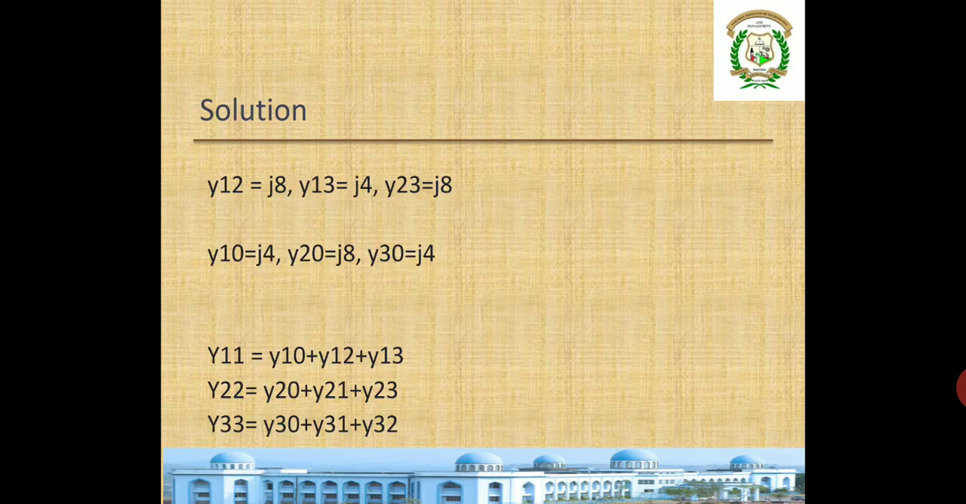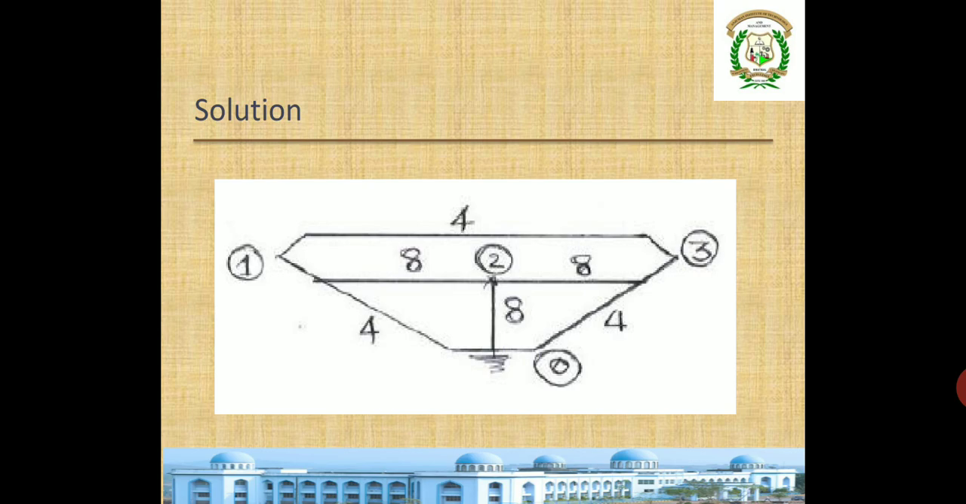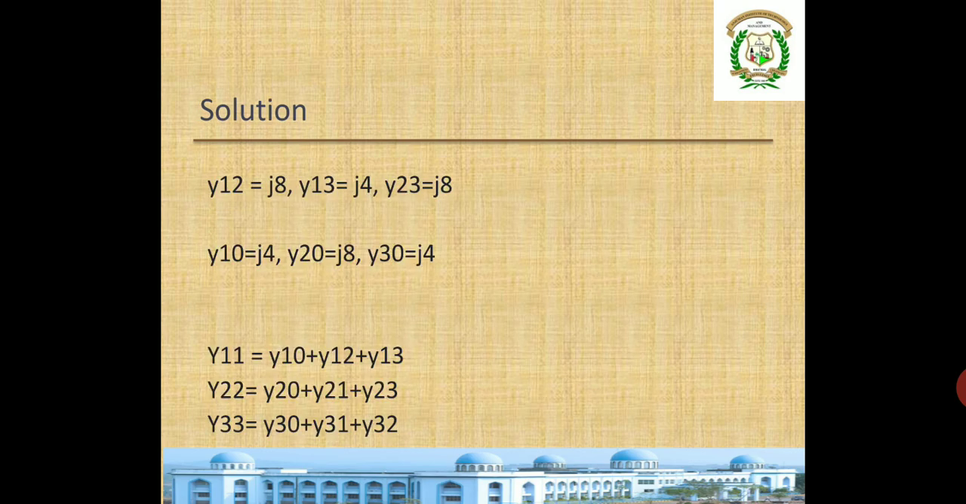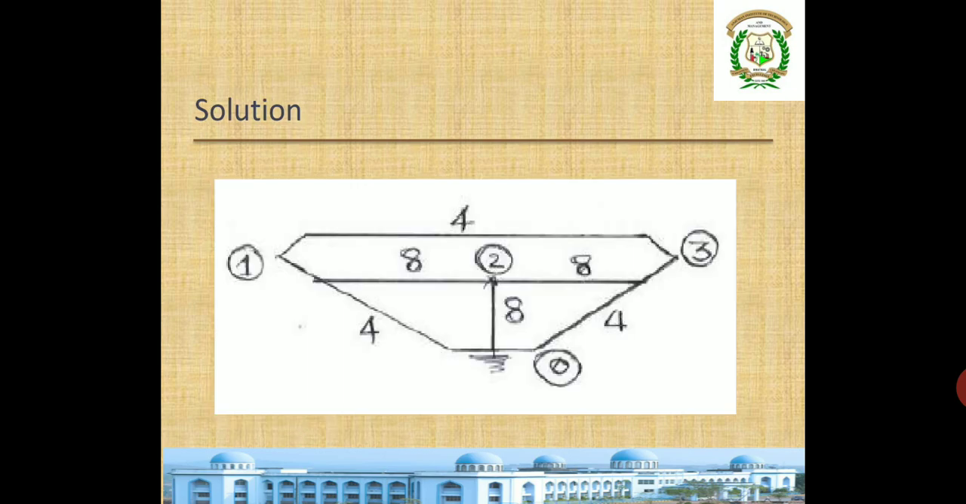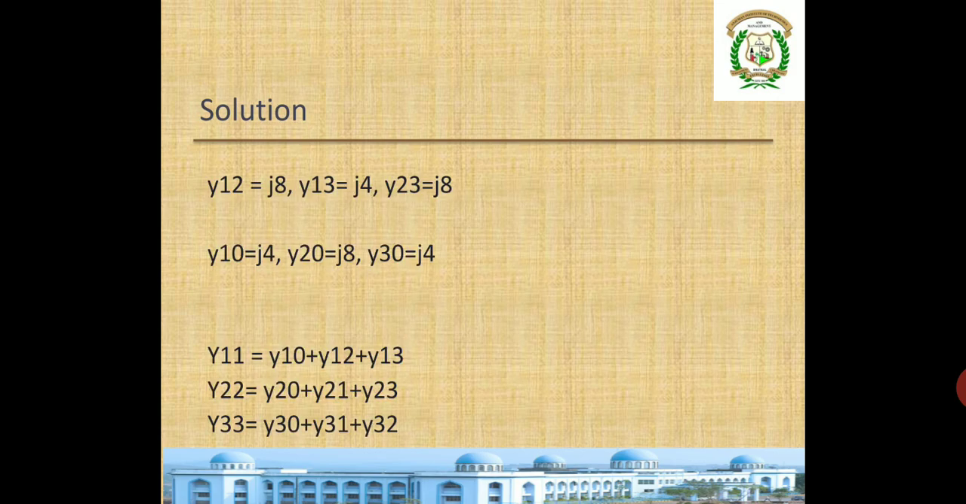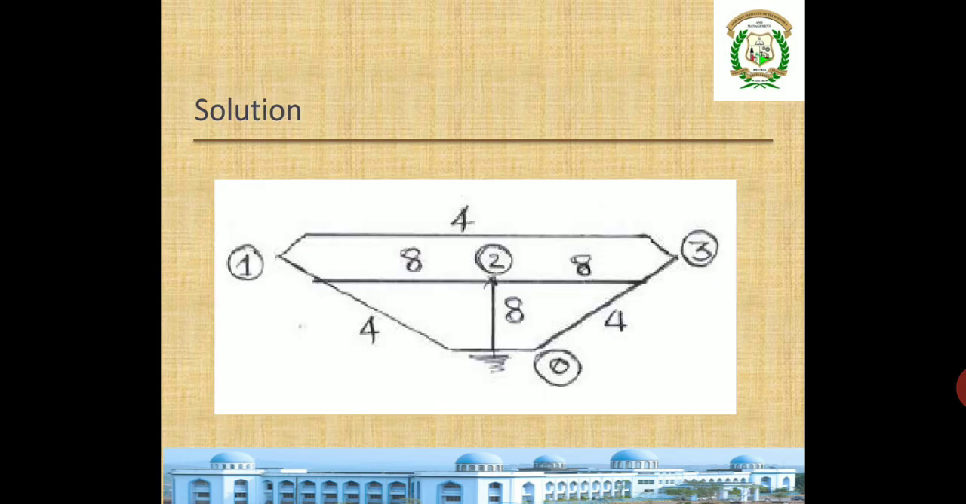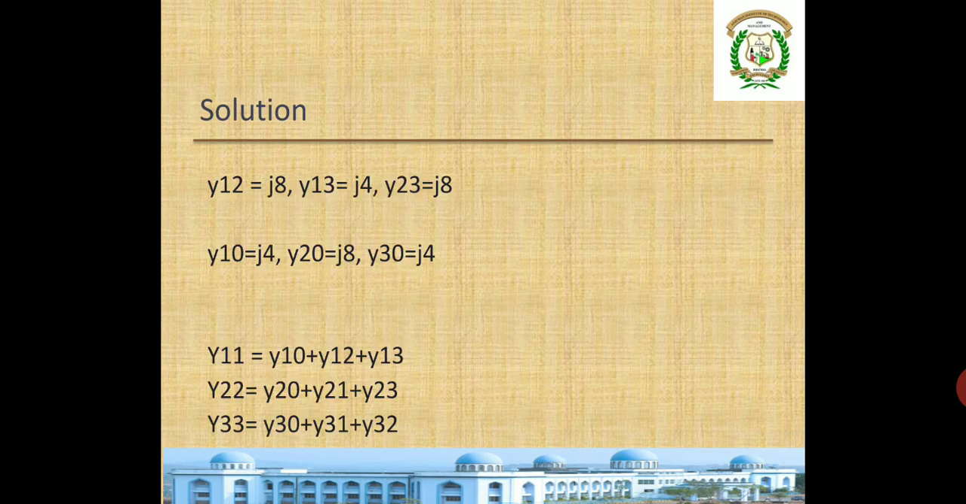So here we can write y12 is j8, the element between 1 to 2 is j8. Y13, element between 1 to 3, is j4. Actually, I have not shown j here. All the values are with j because they are admittances. Same thing, y23 is j8. You can see this figure, you will come to know which are the values.